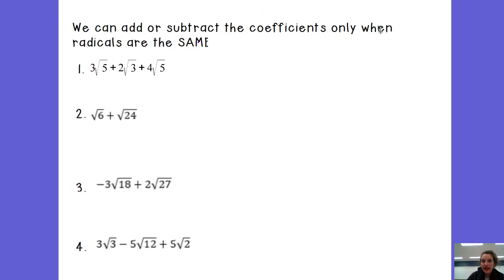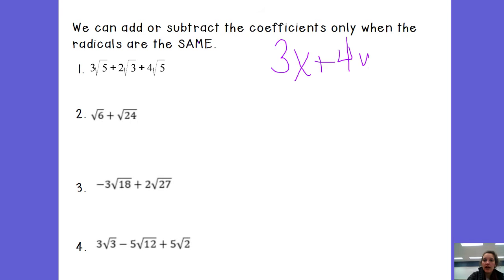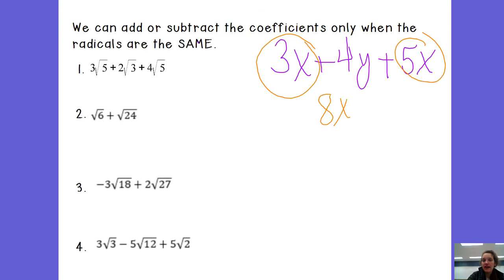Okay, so when we are adding or subtracting radicals, they have to have the same number underneath the radical in order for you to be able to combine them. So just like if we had 3x plus 4y plus 5x, the like terms would be the things that have x's. So 3x and 5x could combine to be 8x. And I could not add 8x with the 4y because those are not like terms. Just like I can only add x's with x's and y's with y's.